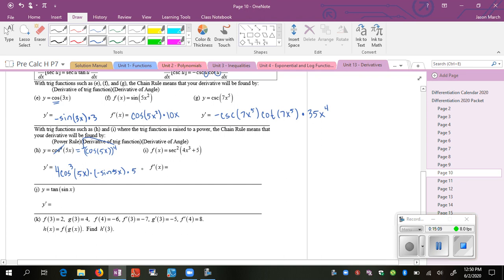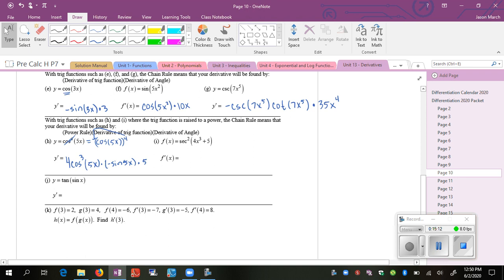And we can multiply that all together and simplify it if we wanted to. The 5 and the 4 could multiply together, and we could call this 20, or I guess the negative as well, so negative 20 cosine cubed 5x sine 5x.